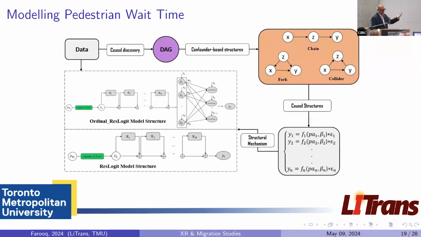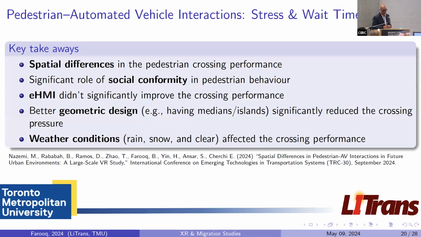So again, we collected data and we take advantage of the mathematical modeling tools that we have to come up with certain key insights. For instance, we see clear spatial differences between pedestrian crossing performances in Newcastle as well as in Toronto. And it's understandable by the fact that how the average speeds of the vehicles are in Toronto versus how they are in Newcastle. The width of the lanes are different. All sorts of other differences are there as well.